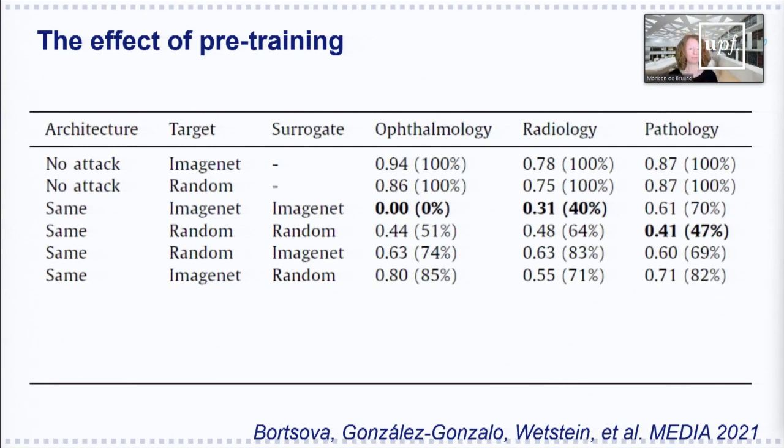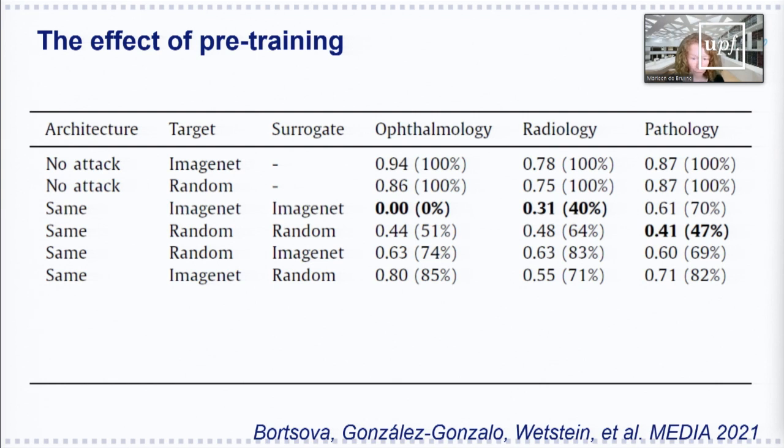And here you see some results on the effect of pre-training. First, we're going to look at black box attacks. So the attacker does not have access to the exact model parameters, but it does use the same architecture and training data. So let's look at this case.